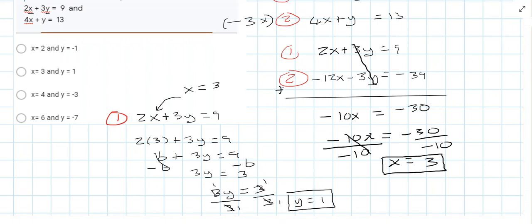So the value for x is 3 and the value for y is 1. So in that case, if we look at our choices that we have, x is 3, y is 1. This is our answer here. Okay, so that's simultaneous equations, how to solve a simultaneous equation.